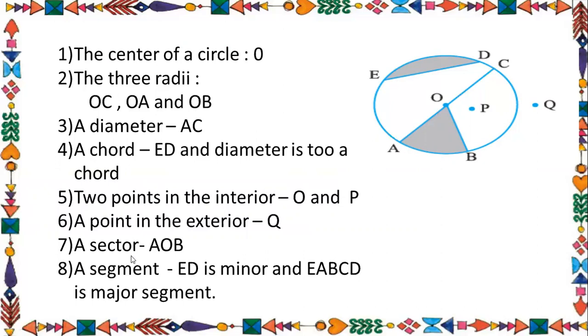Next is a sector. Sector AOB. You know this is a sector. You can define the sector as the area enclosed by the two radii and the arc. The area enclosed by two radii and the arc is sector AOB. And then comes the segment. Again, we have two segments. This is the minor segment. This is the major segment. Segment ED is the minor one, and EABCD is the major segment.